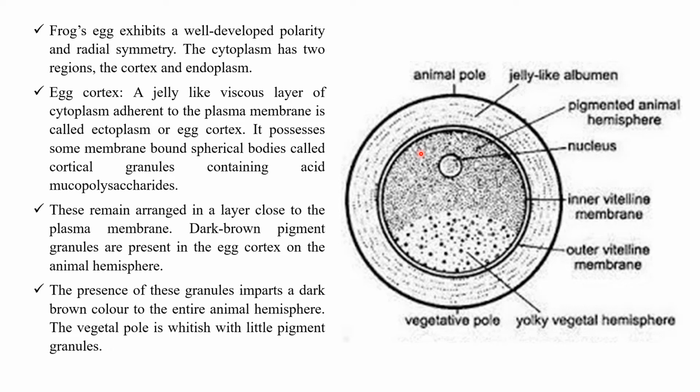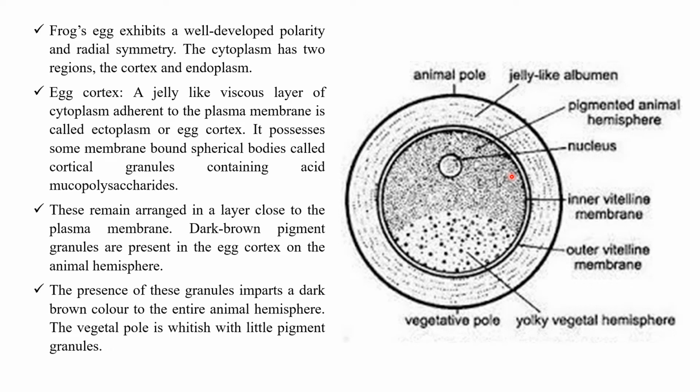It possesses some membrane-bound spherical bodies called cortical granules containing some acid mucopolysaccharides. So this peripheral cytoplasm, which is called egg cortex or ectoplasm, is composed of numerous membrane-bound spherical bodies called cortical granules, and these are responsible for the generation of cortical membrane or fertilization membrane in order to avoid polyspermy immediately after the fertilization.